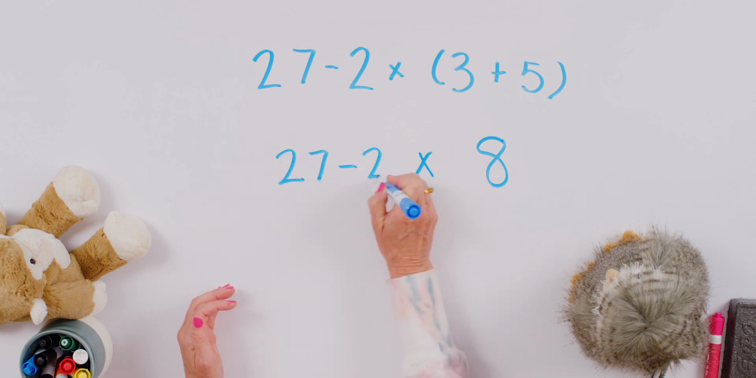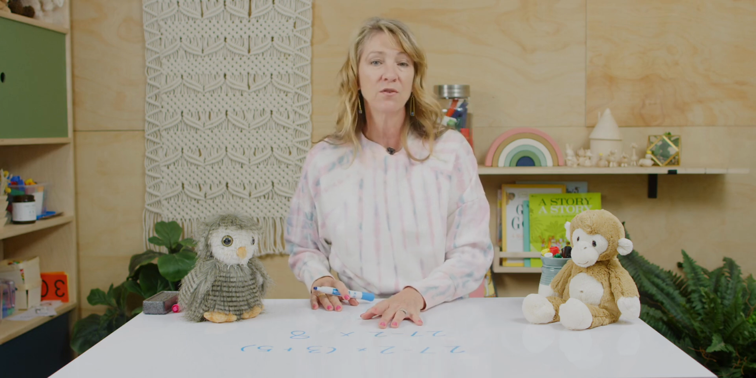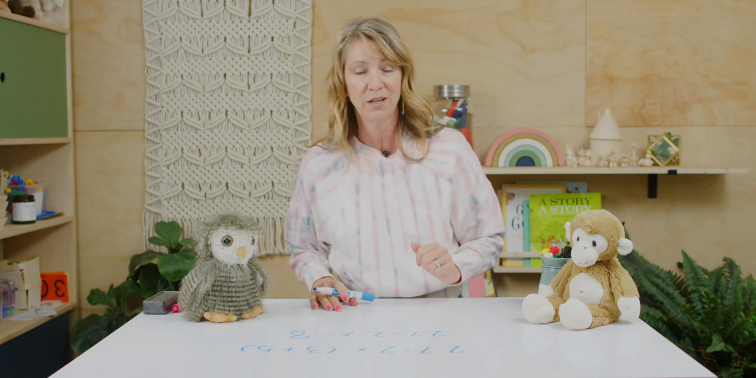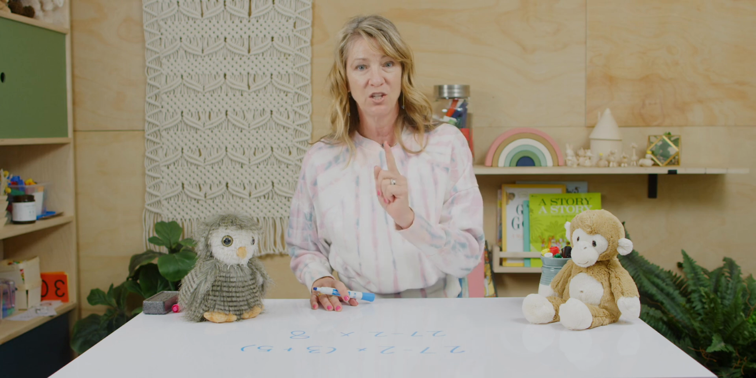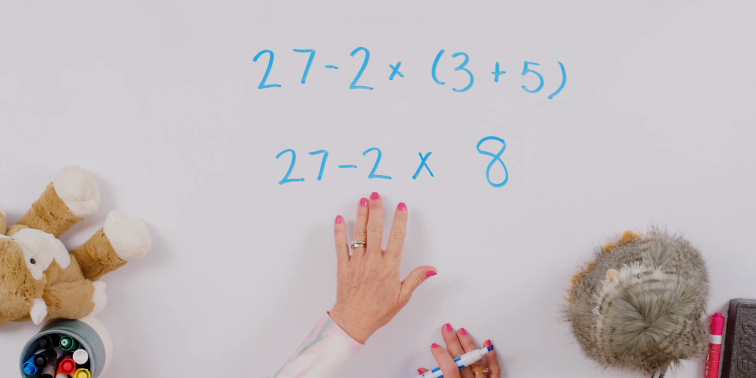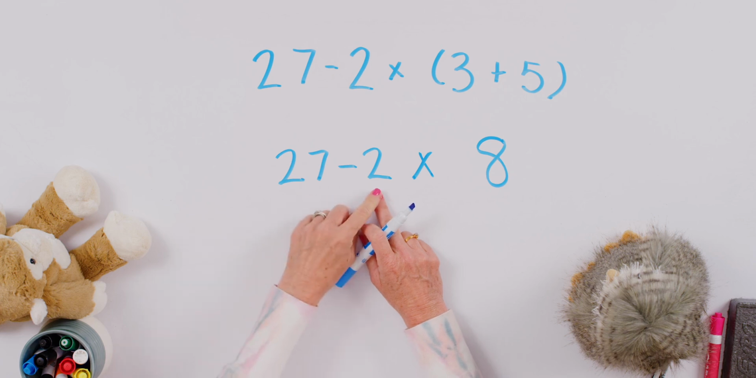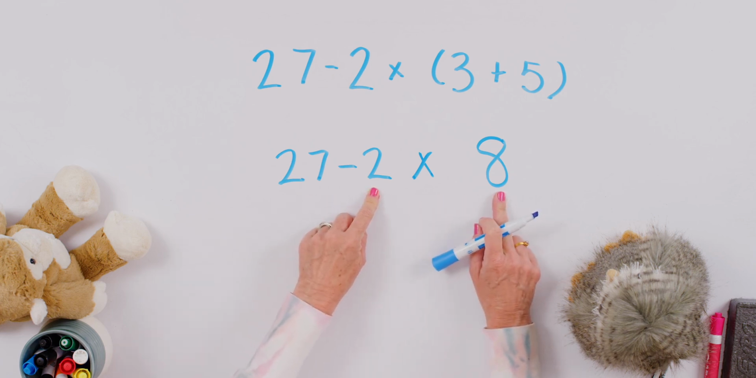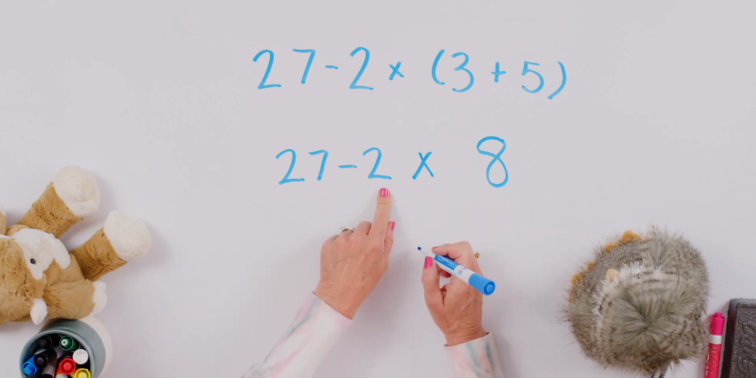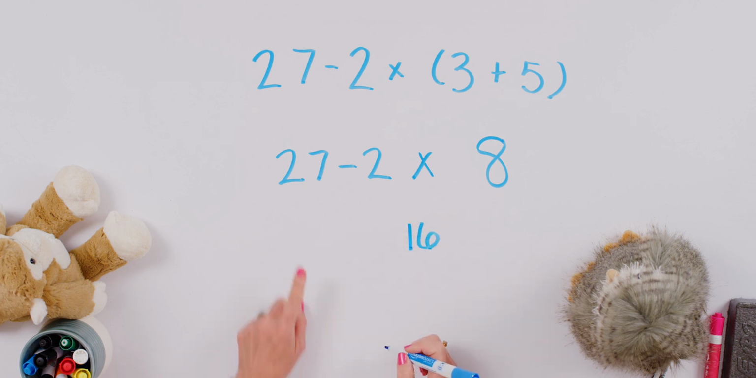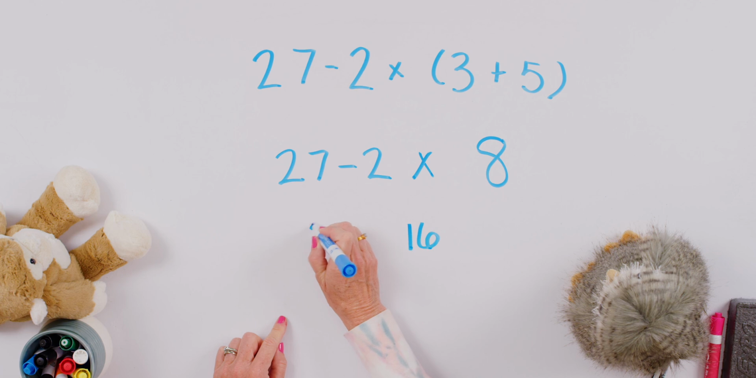27 minus 2. The reason I need you to do that is because we're going to keep using the strategy that mathematicians agree upon, which is multiplication and division first from left to right. So we can't do the subtraction yet. We have to do the multiplication. So I'm going to come down below. What is 2 times 8? That equals 16. This, we have to write it again.